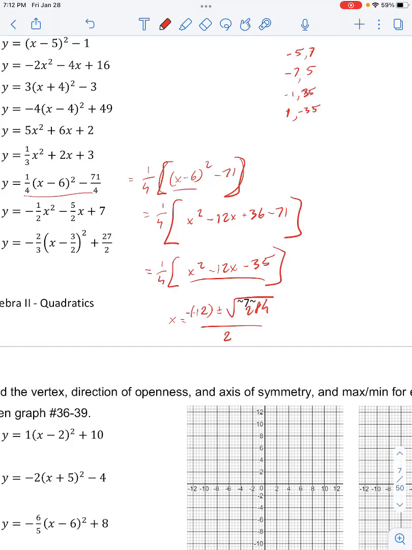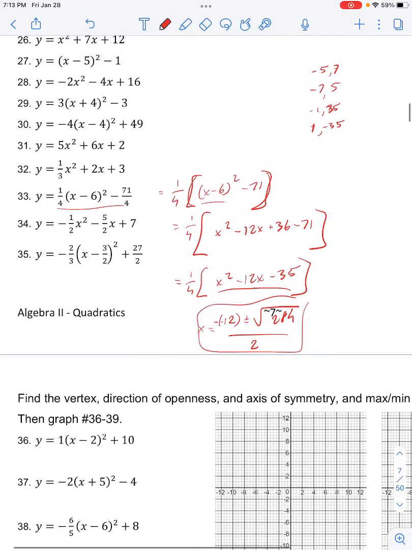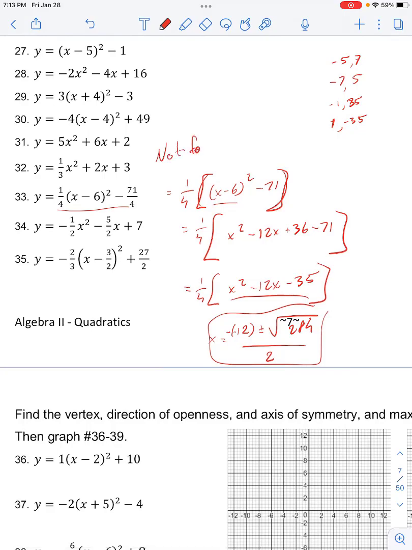So that square root of 284 doesn't come out to be a rational number. Or it is rational, but it's not an integer number. So in order to factor that, we'd have to come up with some crazy factorization, like using square roots and radicals in our answer. So for all our purposes, it's not factorable.